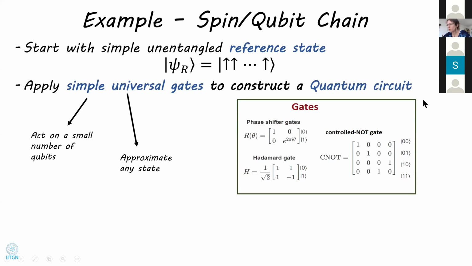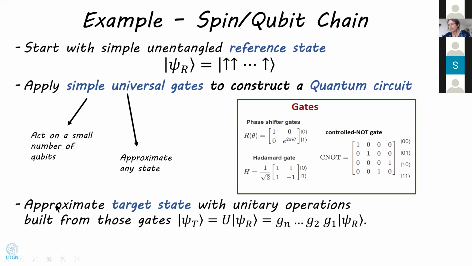And when I say universal gate, I mean gates that approximate to arbitrary accuracy any state. And you can see here in the box, that's an example of a set of simple universal gates, gates that act on 1 spin and gates that act on 2 spins. And with these gates, it turns out that you can get as close as you want to any state of interest.